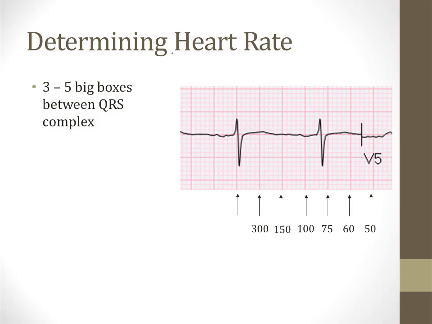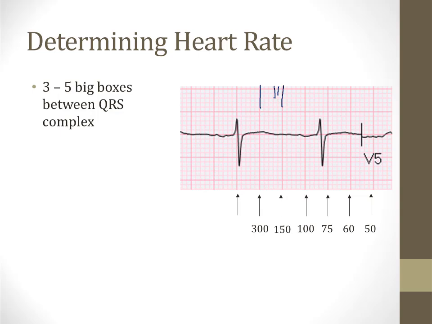So the way this is done is by figuring out how many boxes pass between two QRS complexes, and there are two types of boxes. So-called big boxes are represented by the dark lines. I'm marking one big box with my pen here. Between each big box are 5 smaller boxes. So the small boxes represent 40 milliseconds of time, and the big boxes represent 200 milliseconds of time.